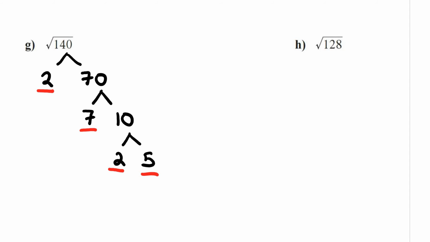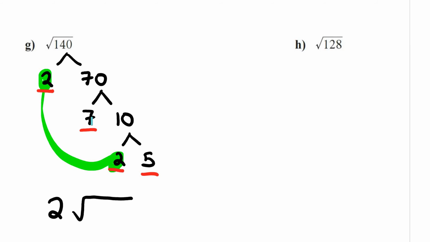Okay, so what are your pairs here? So here's a pair right here, the 2 and the 2. So that will be on the outside. And then on the inside, you have this 7 and that 5. So 7 times 5 is going to be 35. So 2 root 35 using the tree diagram as well.